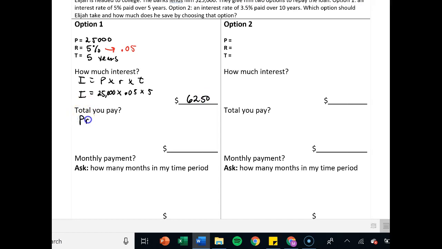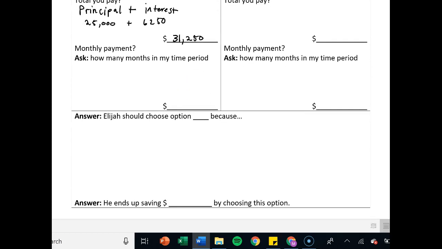The total you pay is the principal, the amount of money that you borrowed, plus the interest, the amount of money that the bank is going to make just for you borrowing that loan. So I got to pay back the $25,000 plus the interest that is earned on the loan. So $25,000 plus $6,250. We did that calculation already. And so I have to pay the bank $31,250.